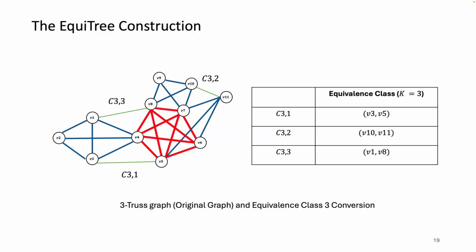The 3 that we have here: C31 means the first one, C32 the second one, and C33 the third one. C31 is V3, V5. This C32 here is V10, V11, and C33 is V1, V8. Why are they separate? First one, second one, third one, why are they separate?